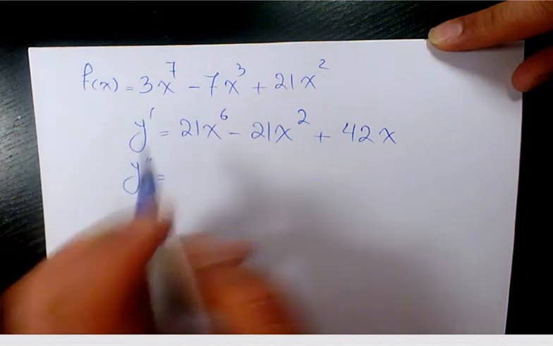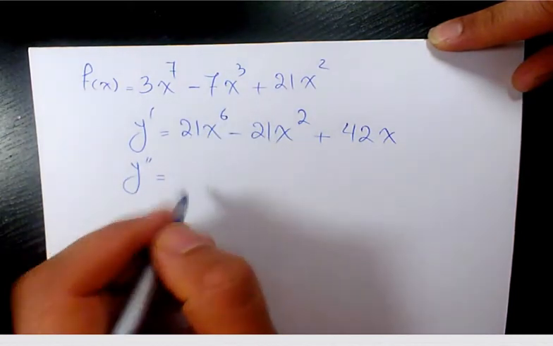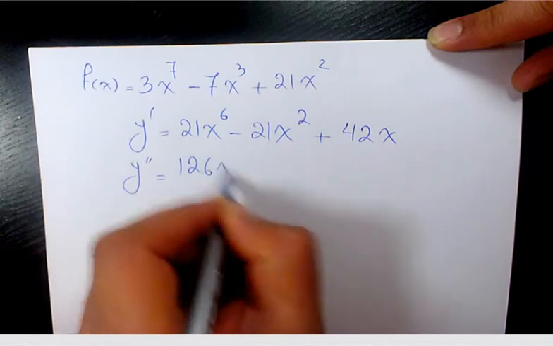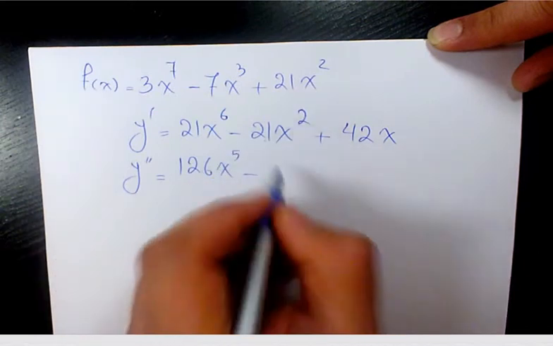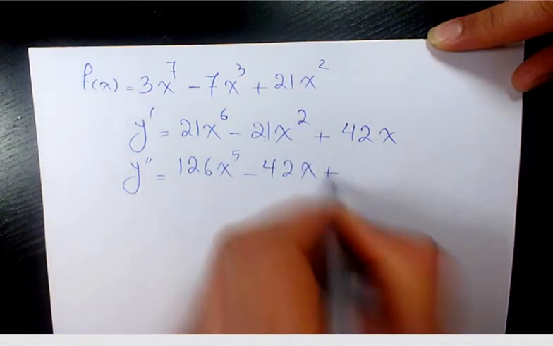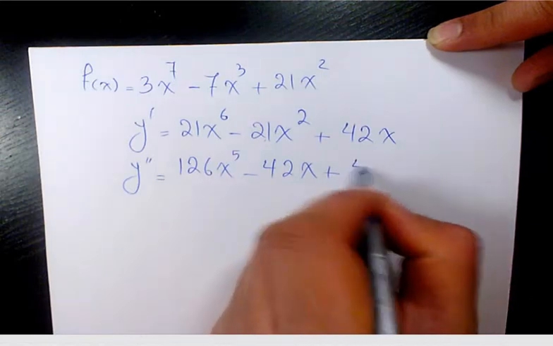Y double prime is going to be 21 times 6, that will be 126. X to the power of 5 minus 21 times 2, 42x. And then derivative of 42x is just 42.